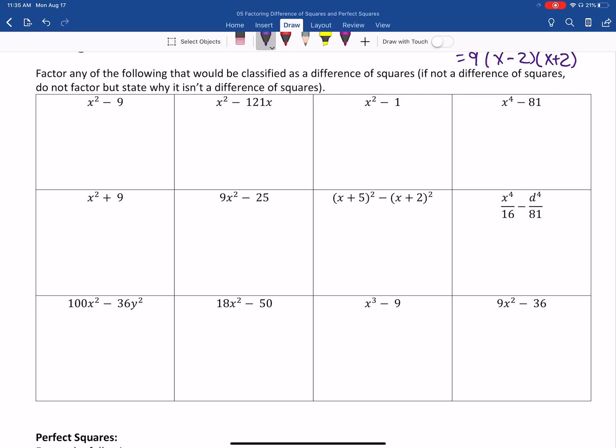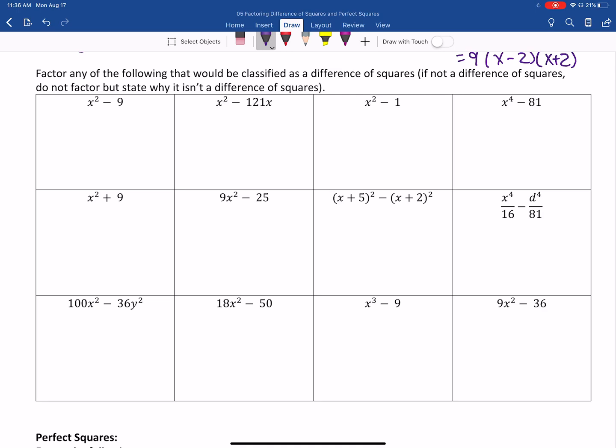If it is not a difference of squares, you don't have to factor, but you should be able to explain or state why it's not a difference of squares. So see what you notice and see if you can already gauge if it's a perfect square or not. And if you don't think it is, how can you explain why not? Pause the video here, just try it, and we can go through these questions together.